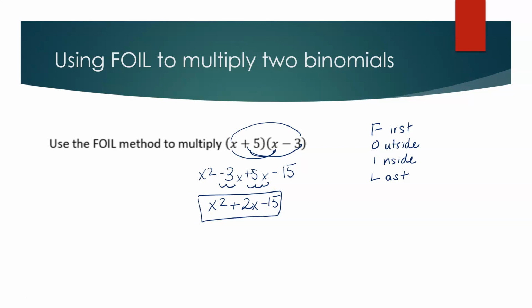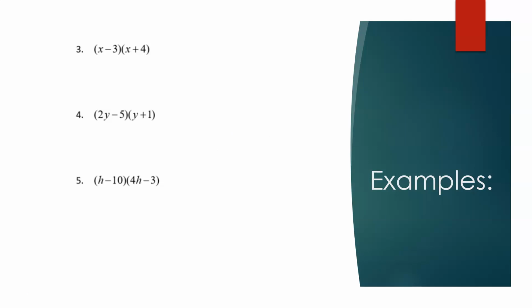Okay, so let's practice the first one. I'm going to use FOIL again for the first one. So first terms, x squared. Outside, 4 times x is 4x. Inside, negative 3 times x is negative 3x. And last, negative 3 times positive 4 is negative 12. I'm going to combine the inside terms, so I have x squared plus x minus 12.